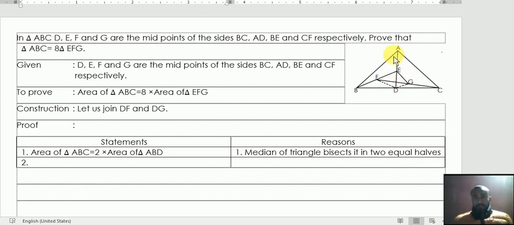You can see in this triangle ABD, if you take AD as a base, E is the midpoint of AD, so BE is the median. So we can say the area of triangle ABD is equal to 2 times the area of triangle BED. Here the reason is the same as above, so no need to write it twice.